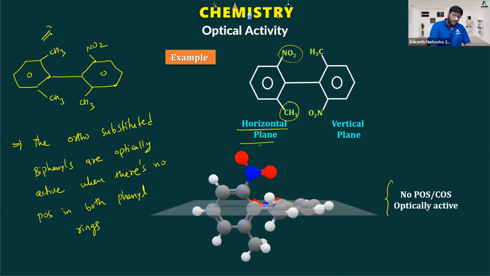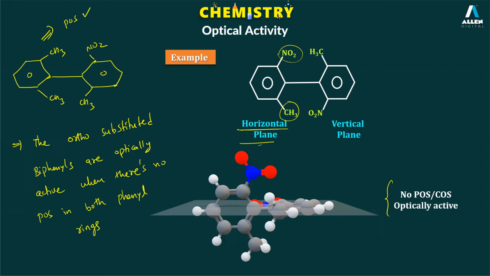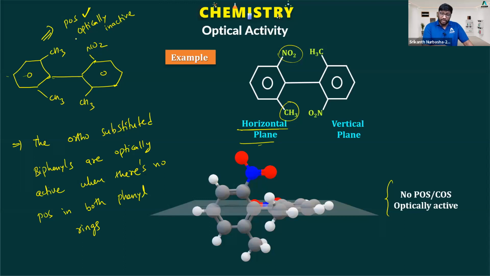So is this compound optically active or inactive? Plane of symmetry is present if you look carefully, because with respect to this phenyl, I have CH3 and CH3 exactly on the same ortho positions. Plane of symmetry present means optically inactive. Active or inactive? Plane of symmetry present means inactive. Yes or no? Optically inactive.